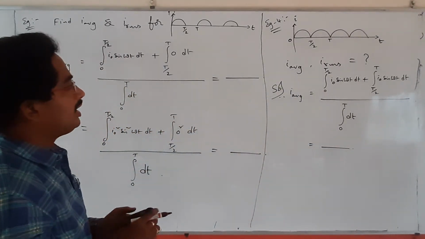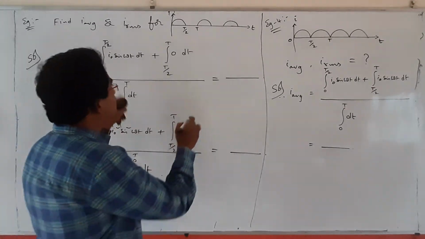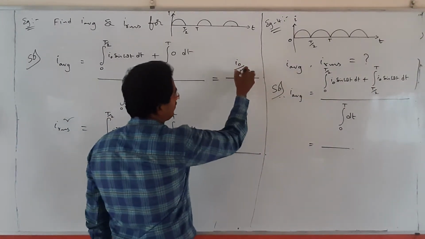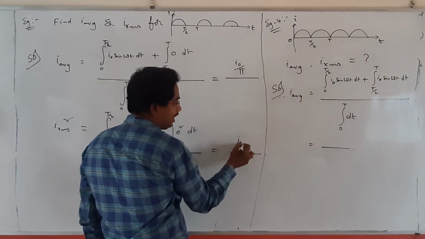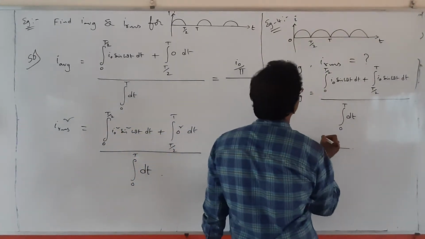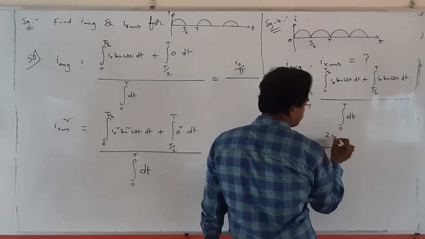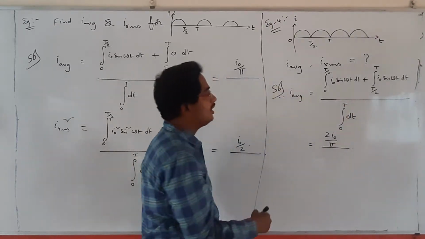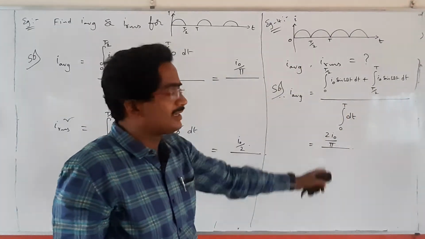Okay, you have to solve that. Actually, for this one the answer should be I naught by pi, for this one I naught by 2, and for this one you are getting 2 I naught by pi. If you solve them, the answers you should get are like that.